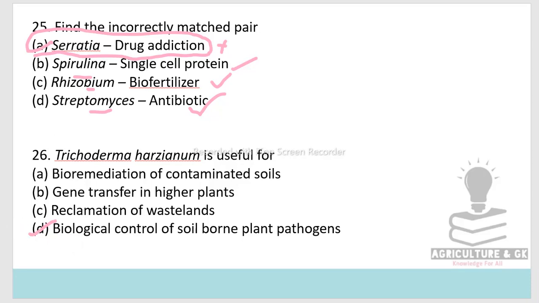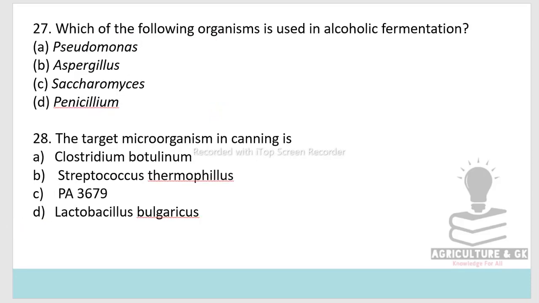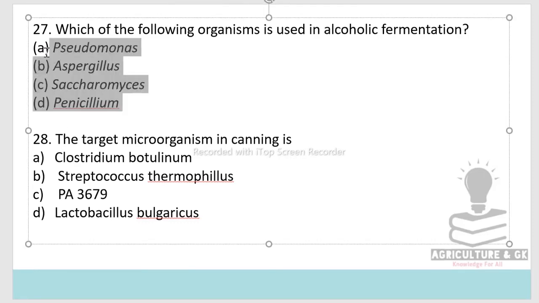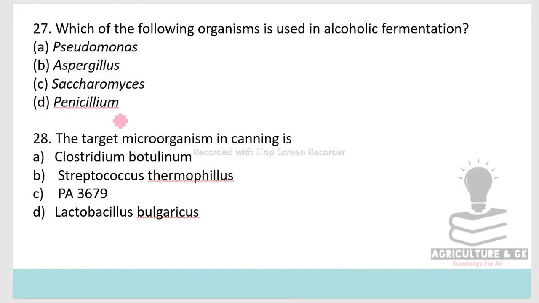So now moving next. Which of the following organisms is used in alcoholic fermentation? Pseudomonas, Aspergillus, Saccharomyces, Penicillium. So which of these organisms is used in alcoholic fermentation? So Saccharomyces is used in alcoholic fermentation. So our answer will be option C, Saccharomyces.